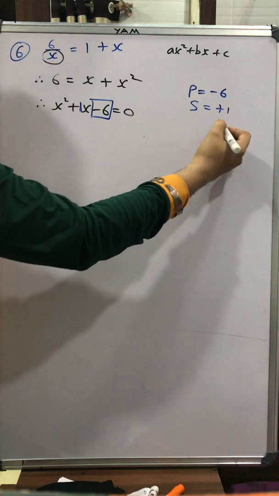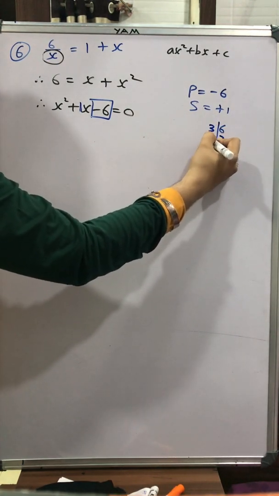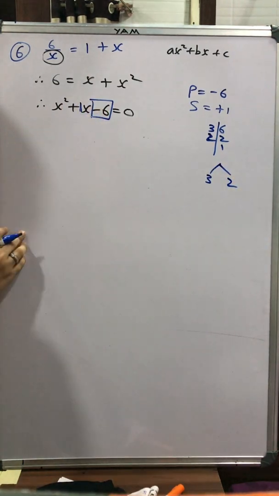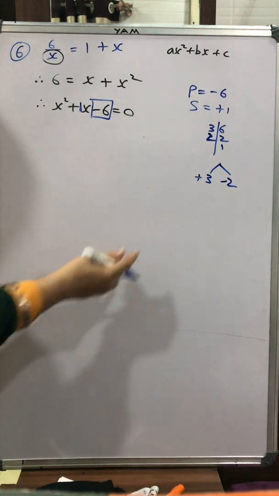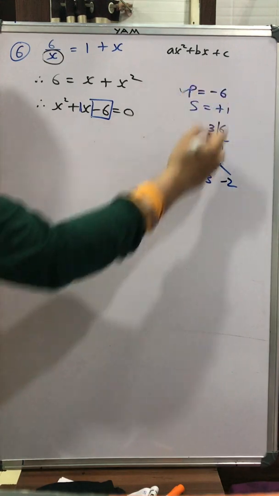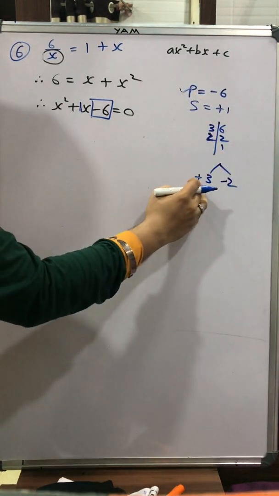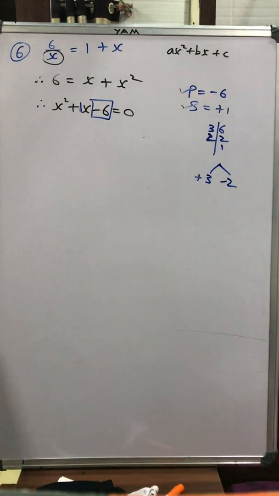Okay, now let's see what is 6. Can I say 6 can be written as 3 2s? 3 2s is 6. I want here -6. Can I say I can have here -2 and +3? Because when +3 is multiplied with -2, I'll get -6. And when +3 and -2 are added, +3 -2 is nothing but +1, and I'll get this. Yes, come on, let's start now.